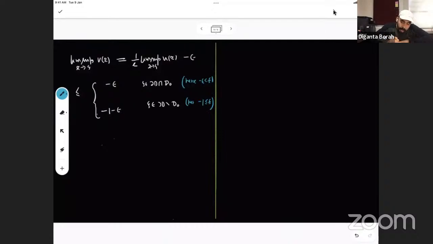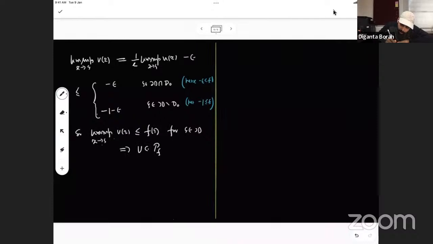So you can clearly see that the boundary values of v are not more than f, right? On the first part, f is bigger than minus epsilon, and lim sup of v is less than or equal to minus epsilon. And on this part, it is minus 1 minus epsilon, whereas f is bigger than minus 1. So what we see is that lim sup of z going to zeta of v(z) is less than or equal to f(zeta) for all zeta in delta D. But this immediately implies that v is in the Perron family, right? It's a sub-solution because it's subharmonic and it satisfies this.